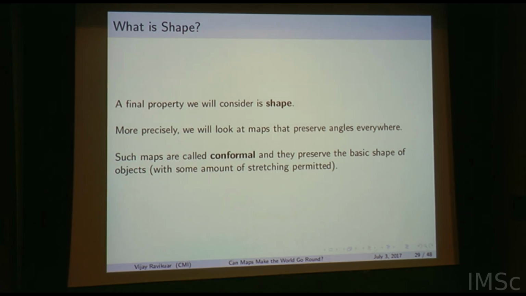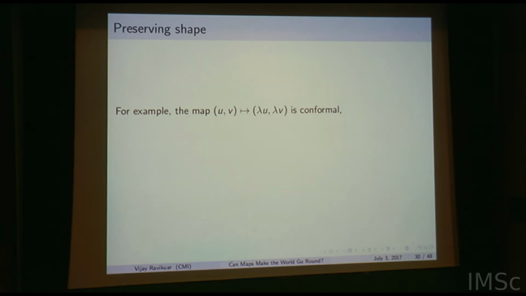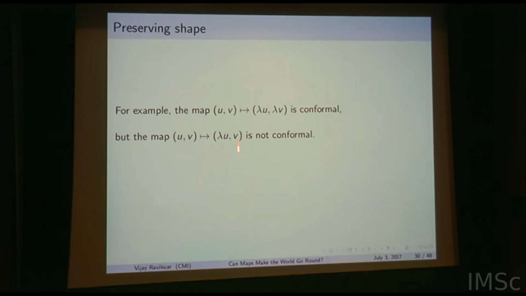The final property I want to talk about is exactly shape and what we mean by shape mathematically. The way that we determine whether a map preserves shape is to look at what it does to angles. And we say that a map is conformal, that's the technical term, if it preserves angles everywhere. As a result, it'll preserve the basic shape of objects with some amount of stretching permitted. A few examples: the map from R2 to R2 that sends (u, v) to (lambda u, lambda v) is an example of a conformal map. On the other hand, the map that sends (u, v) to (lambda u, v) is not conformal.